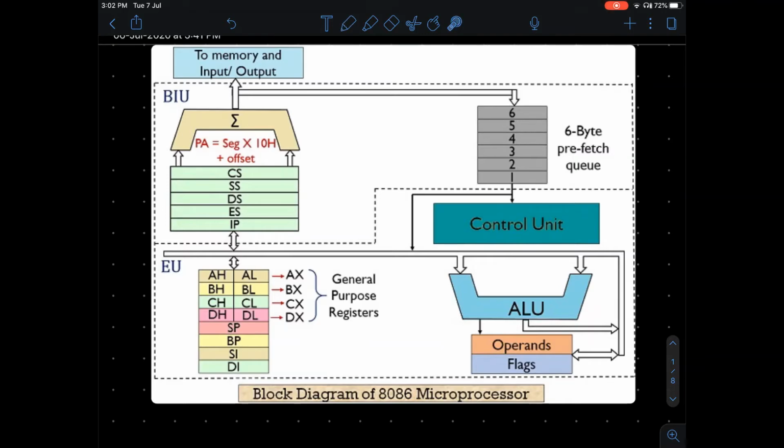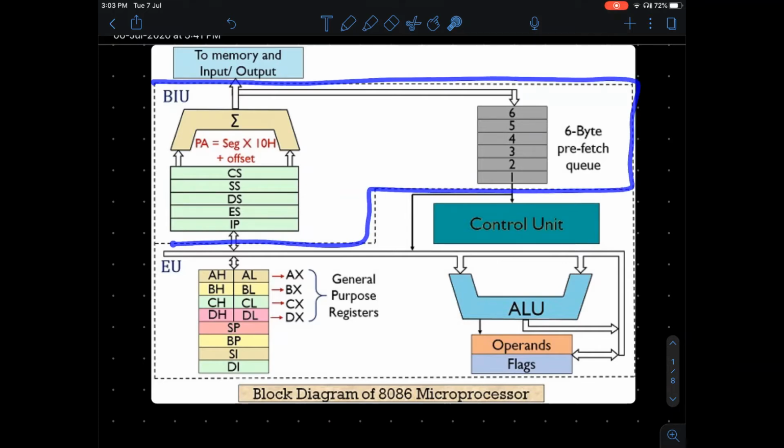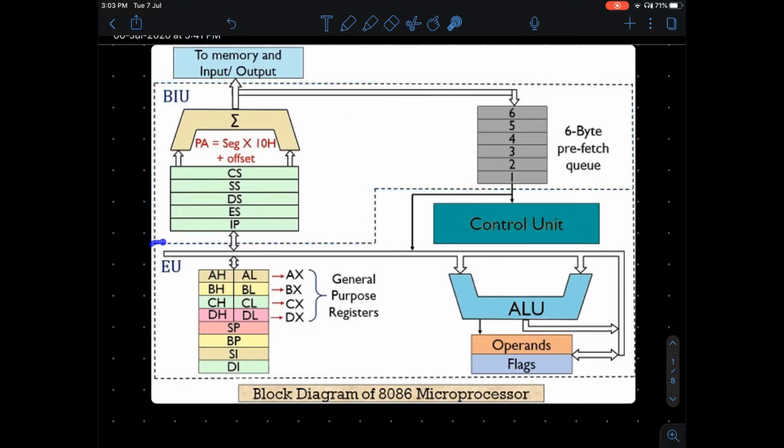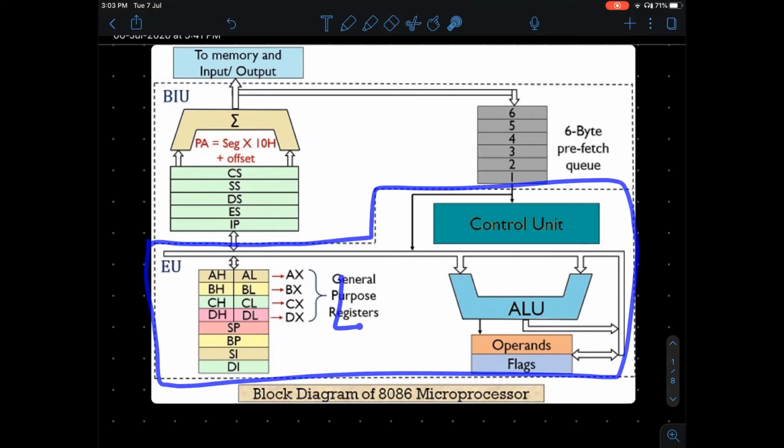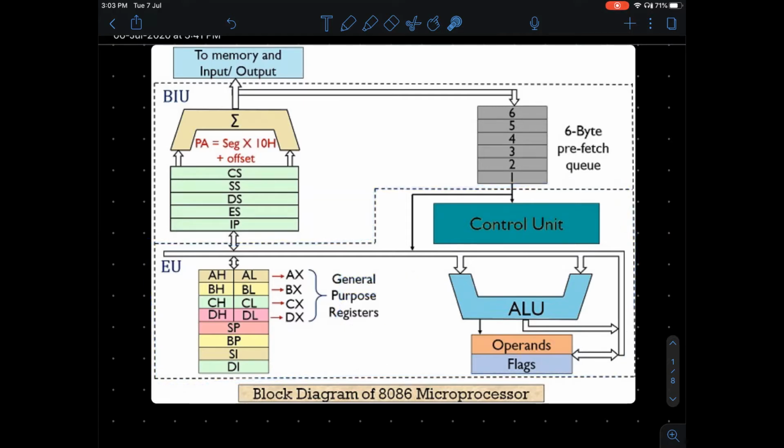Block diagram of the 8086 microprocessor, also referred to as the architecture of 8086. The block diagram of 8086 consists of two sub-blocks. One is referred to as the BIU, Bus Interface Unit, and the second sub-block is called the Execution Unit, EU. Now, what is the function of the BIU?